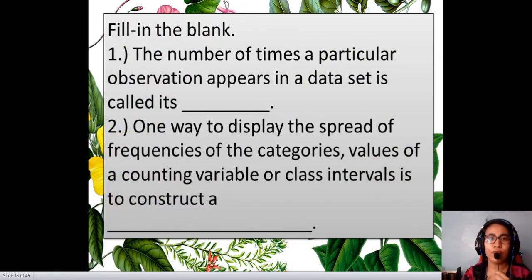We also have fill in the blanks. Fill in the blank number 1: the number of times a particular observation appears in a data set is called its blank. Number 2: one way to display the spread of frequencies of the categories, values of a counting variable, or class intervals is to construct a blank.